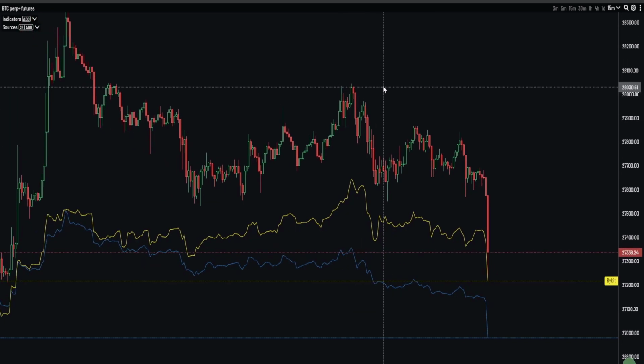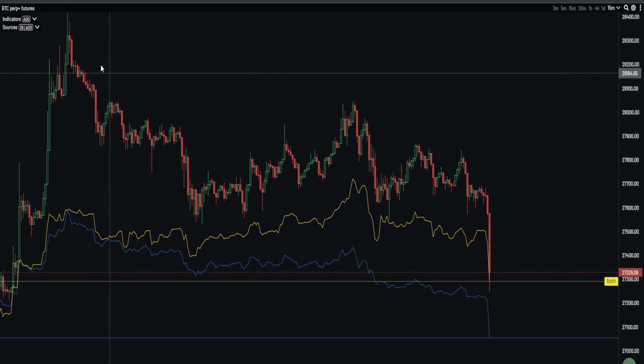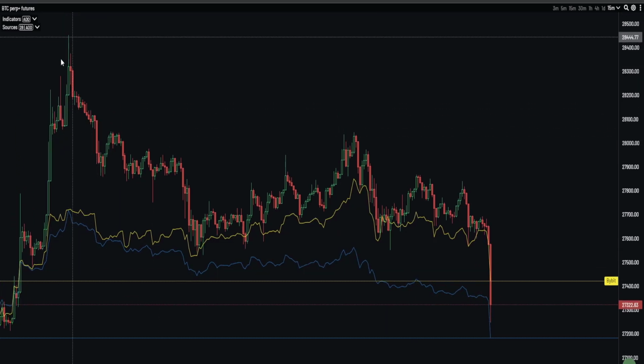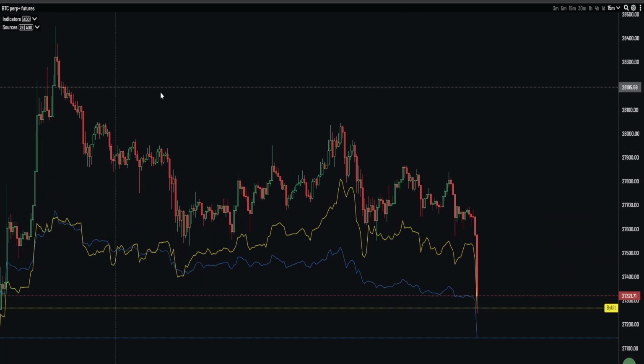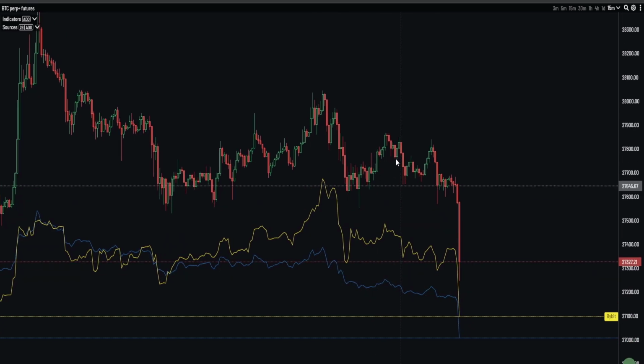If you look at the CVD chart over here, you can see that the CVD that we had up here, compared to the CVD that we had over here, is still almost equal. You can see that the high on the yellow CVD over here is at the same level as the high on the CVD of the high that we made on the price. So over here it's almost the same level, which kind of means there's absorption going on, right? So lower highs on price equal to higher highs on the CVD, bearish divergences.